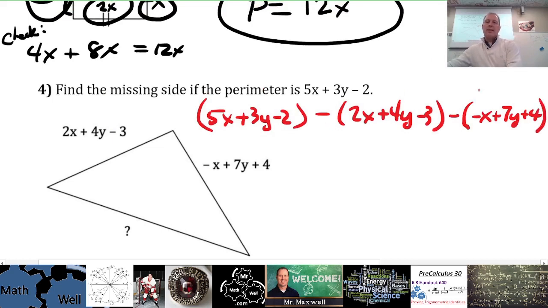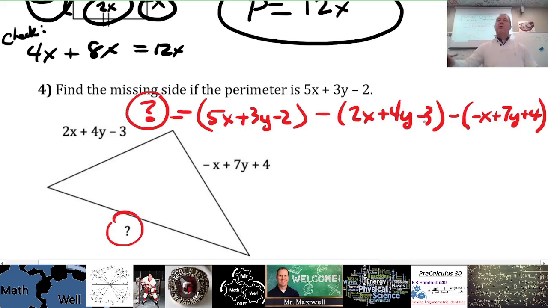Or you could subtract the sum of these like we did in the first question. So here's just a little different way of thinking about it. I take the perimeter, I subtract the one side, then I subtract the other side. And that's going to equal my unknown side, right? That's going to equal the unknown side. So I just need to simplify this polynomial on the right.